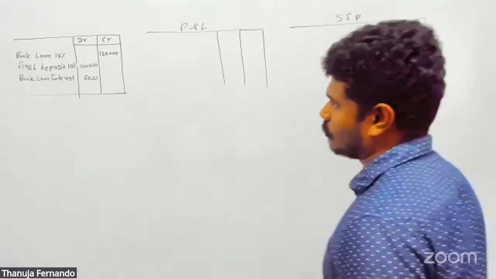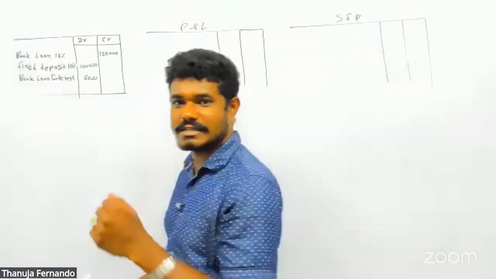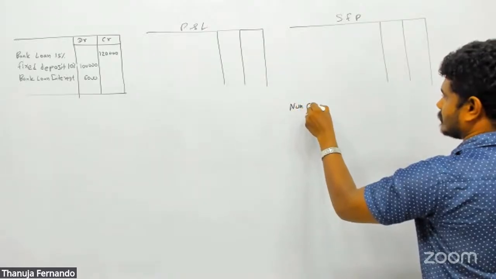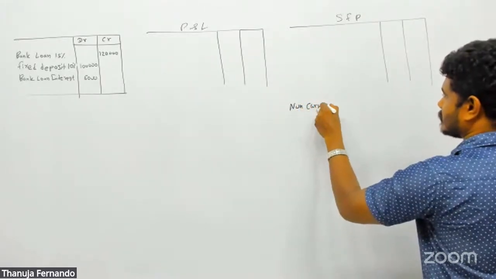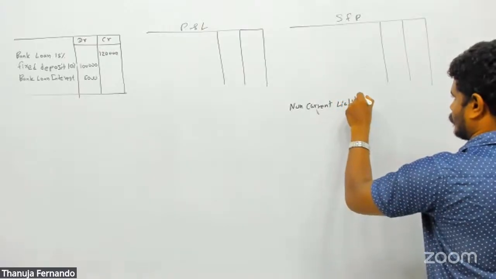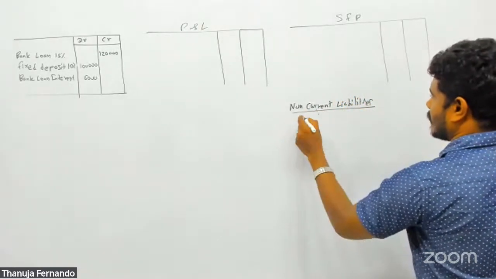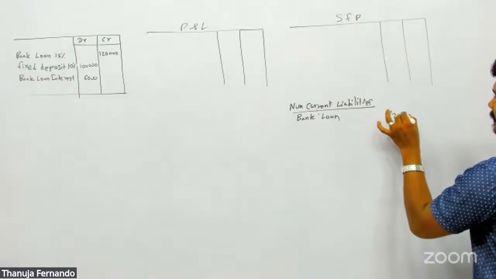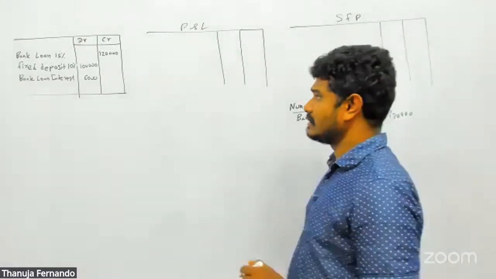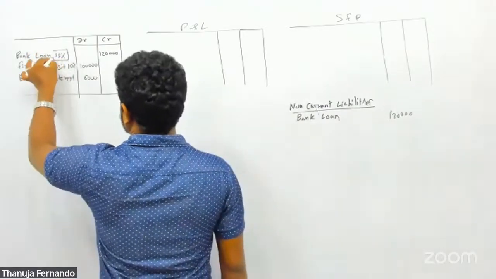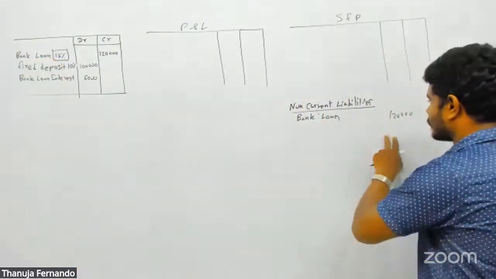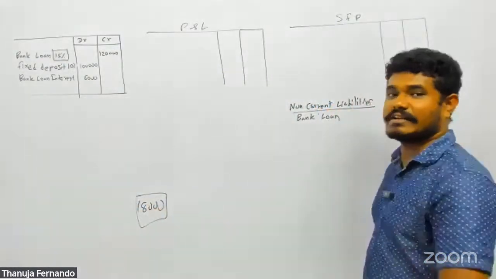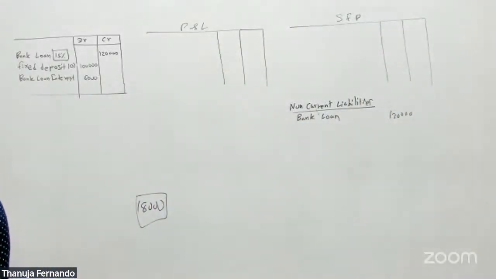First one, bank loan. First of all, a bank loan is a non-current liability. Under non-current liabilities, record it as bank loan. How much? 120,000. Then we check the interest rate, 15%. 15% of 120,000 means 18,000. So this is the bank loan interest for the whole year.